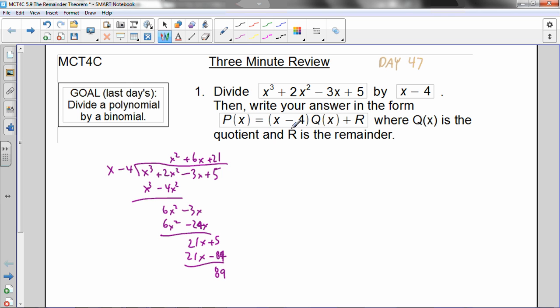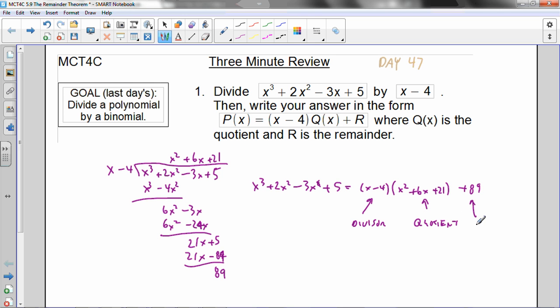And then it asks us to write our answer in division form. It's kind of like this, right? So the polynomial that we started with is equal to the divisor, x minus 4, times the quotient, plus the remainder, right? These two statements are equivalent. That's the divisor. That was the quotient. And that's the remainder.